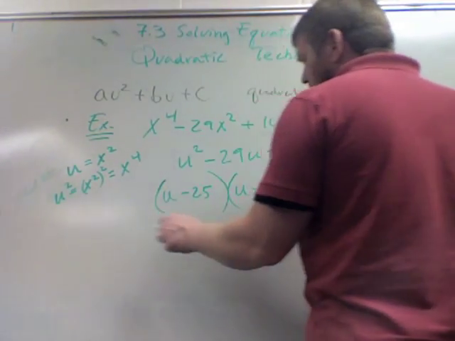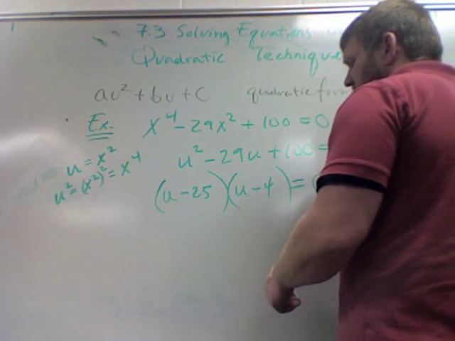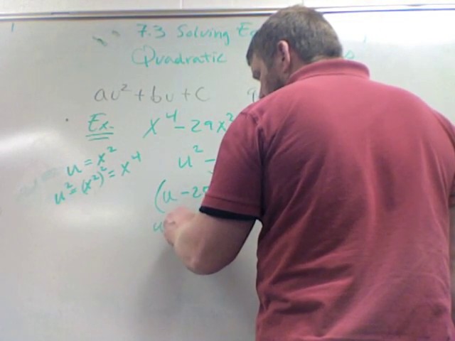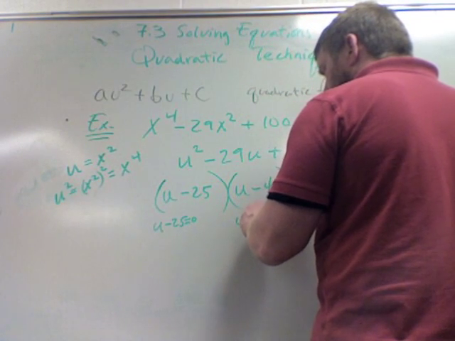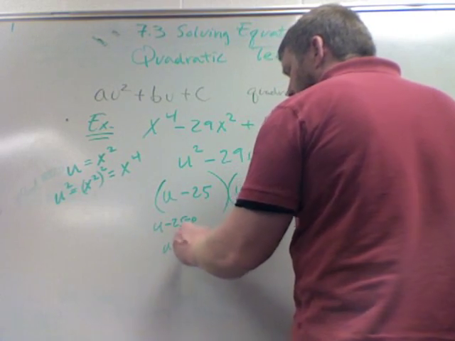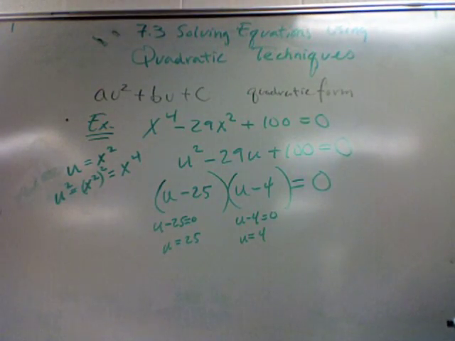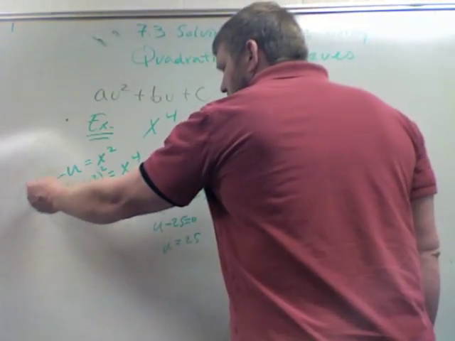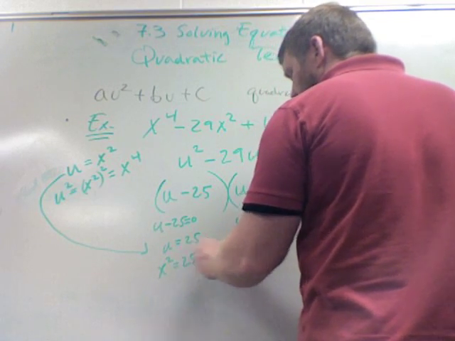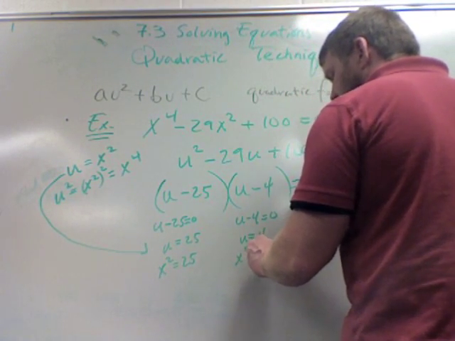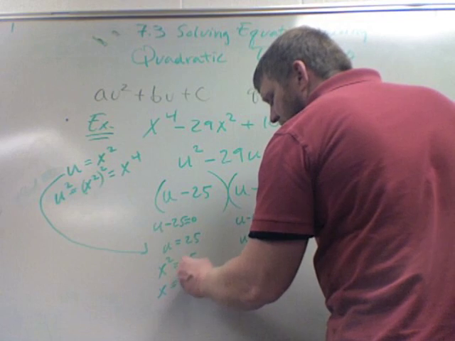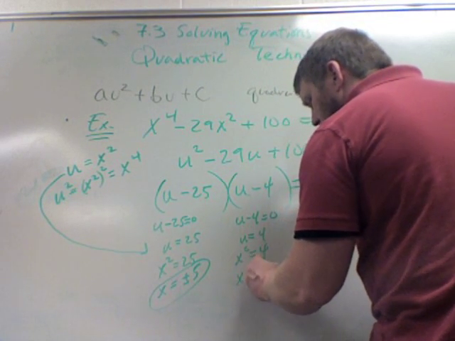Now, if I take those values and plug them into the zero product property, I have u minus 25 equals 0. I have u minus 4 is equal to 0. u is equal to 4. u is equal to 25. Well, not necessarily. I'm not quite done yet. So now I need to substitute back in. u is actually x squared. So I have x squared equal these values. And then if I square root both sides, x would equal plus or minus 5. x would equal plus or minus 2.